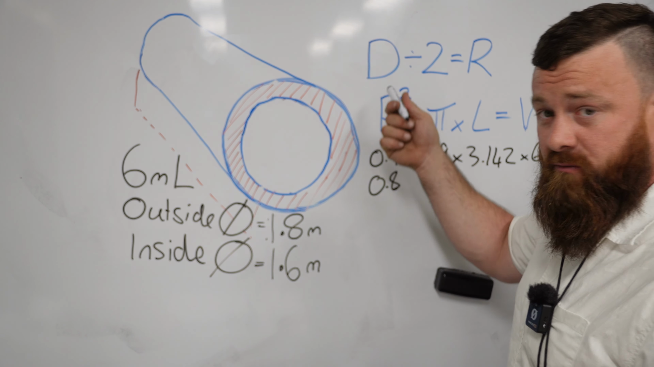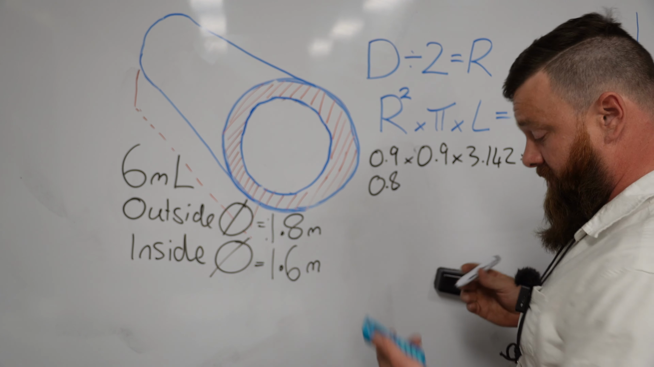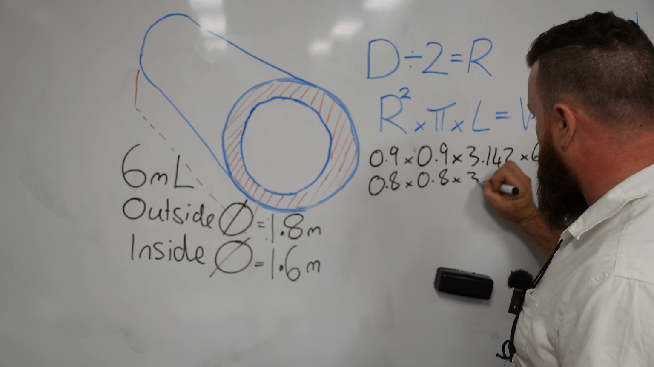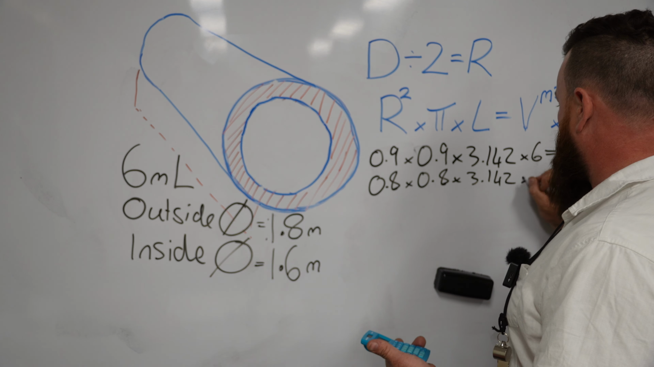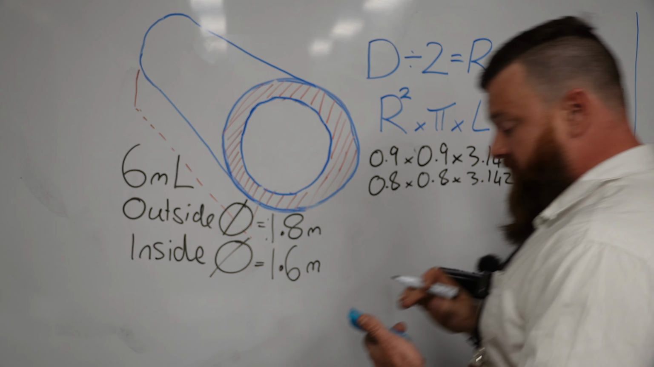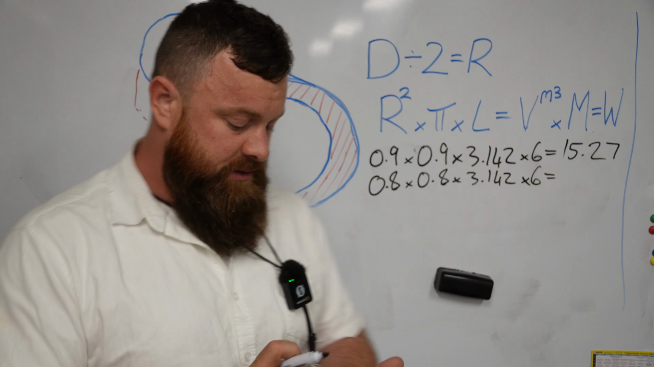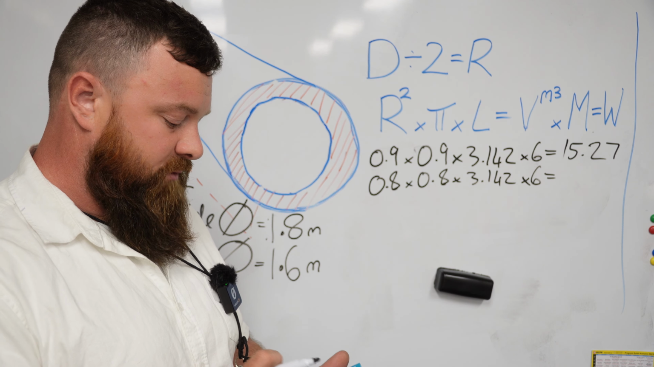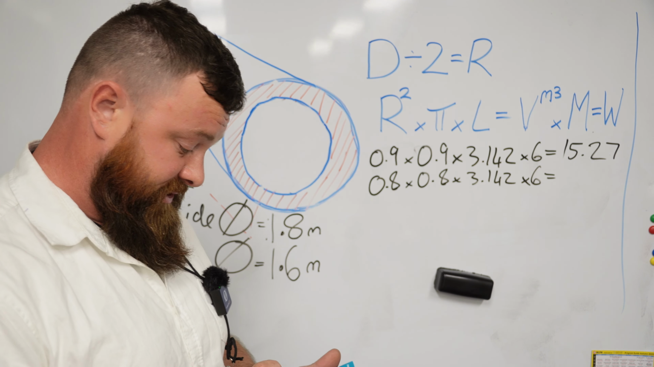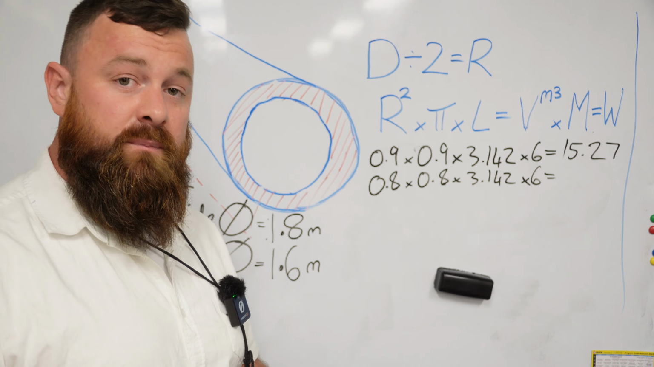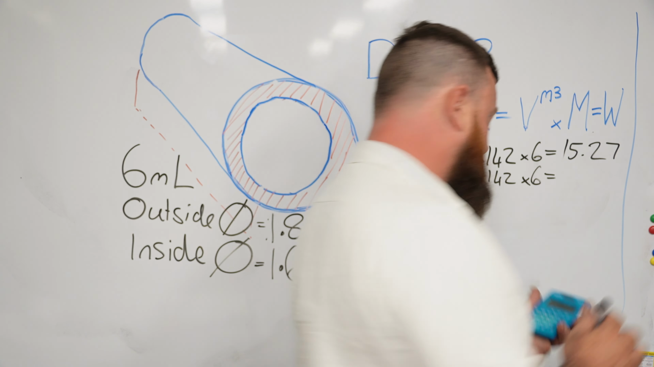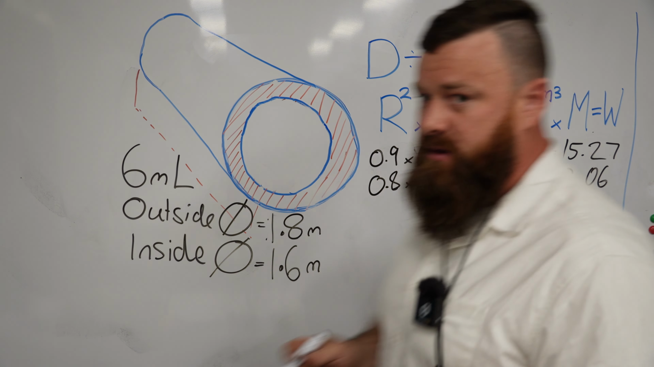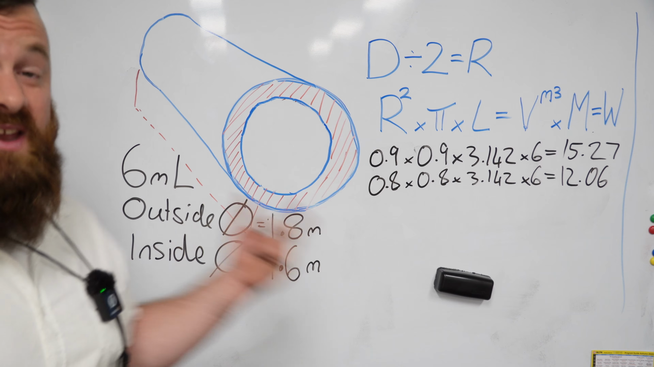Again, square that radius. We're going to do the same thing again. So 0.8 times 0.8 times pi, 3.142, times length, which is 6 meters, equals, now let's do it in the calculator, 0.8 times 0.8 times 3.142 times length of 6 meters equals 12.065. So I'm going to write down 12.06. Now you'll see that those numbers are similar, but they're different.